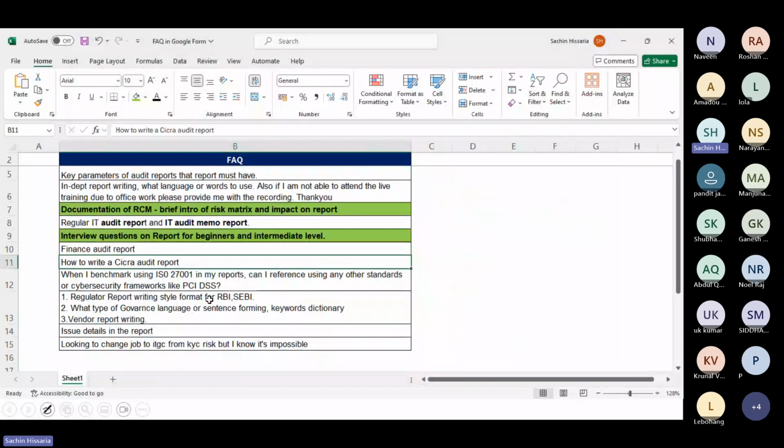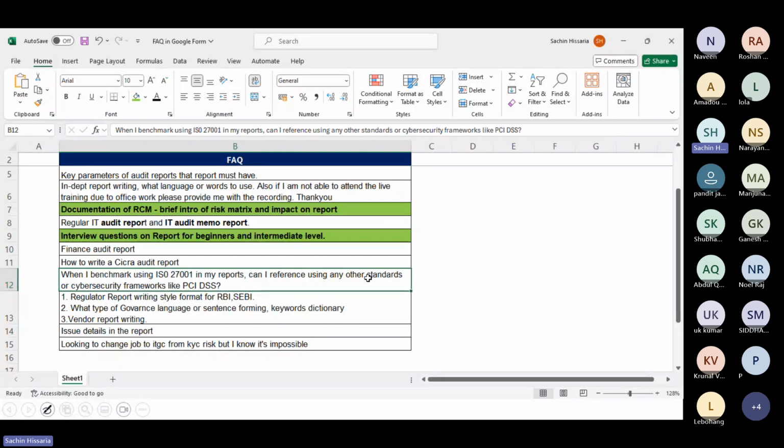Okay. So yeah, then when I benchmark using ISO 27001 in my report, can I reference any other standard? Yeah, you can do that. Because if you are doing an internal audit and if you are benchmarking your controls with ISO, obviously you can refer to the other standard as well.